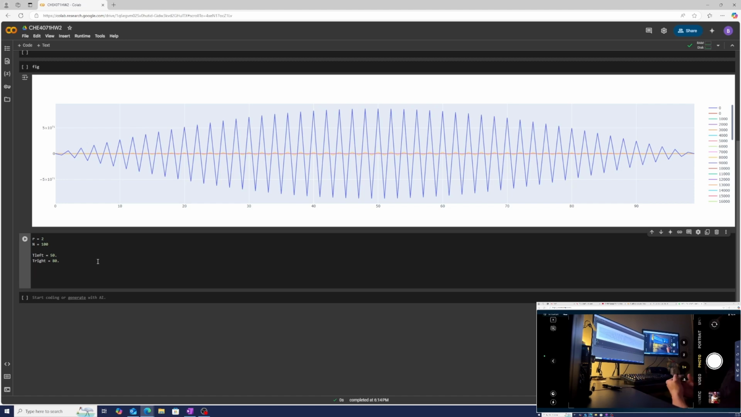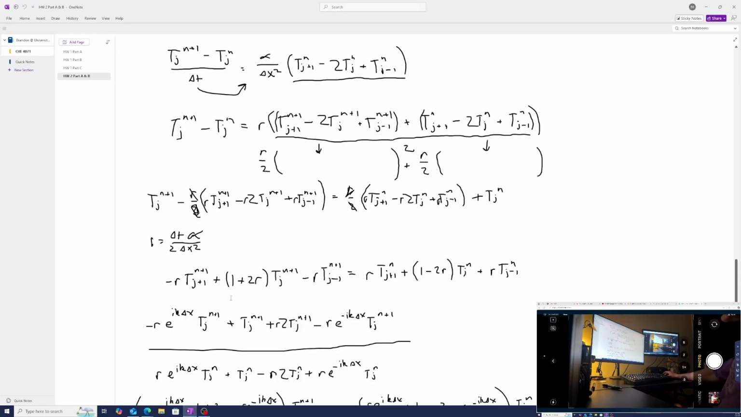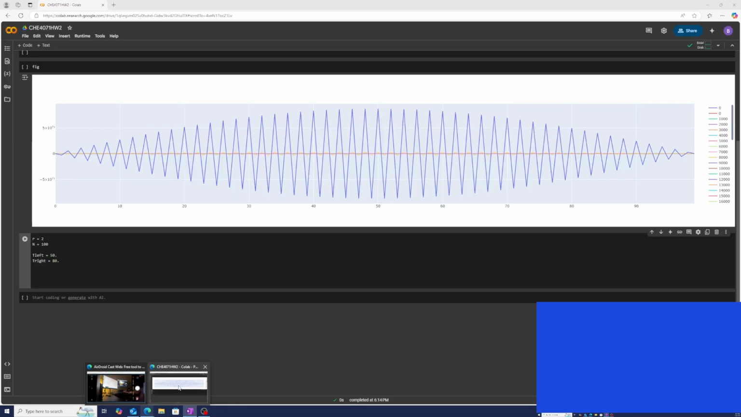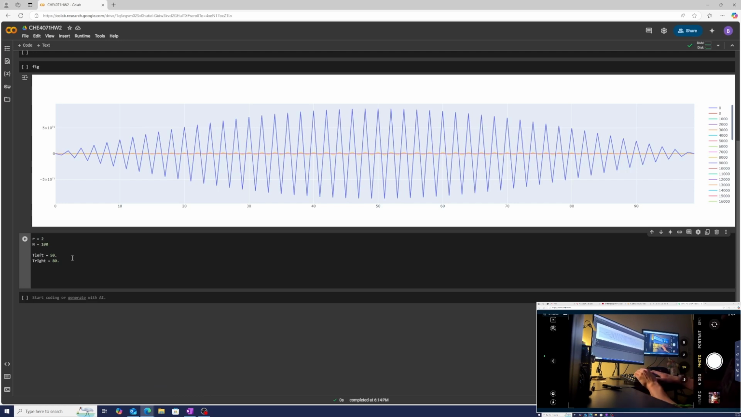So the first thing we need to do is make an array of our variables, which is going to be our minus r's and our 1 plus 2r. So right here, we have our minus r, 1 plus 2r, minus r again, and this is going to be used to solve our banded equation. So to start, we'll call it our top, middle, and bottom.